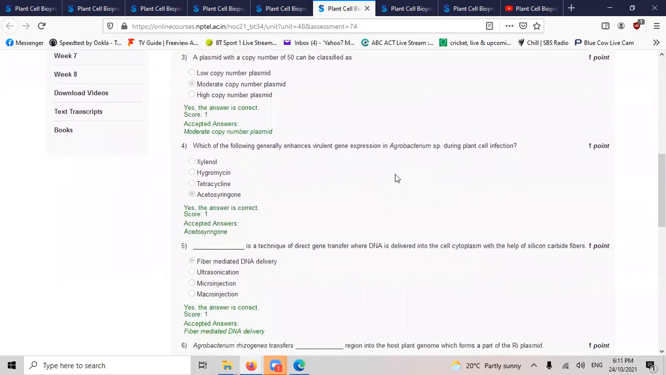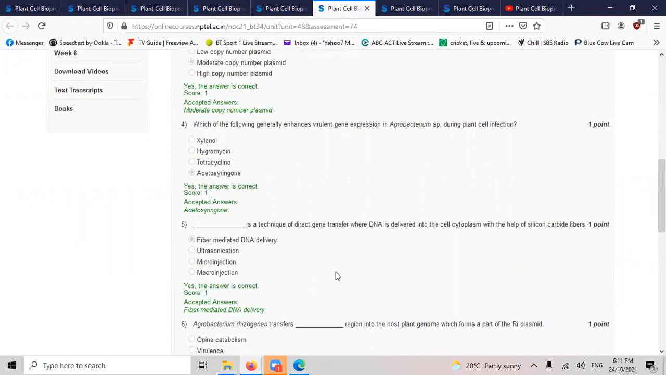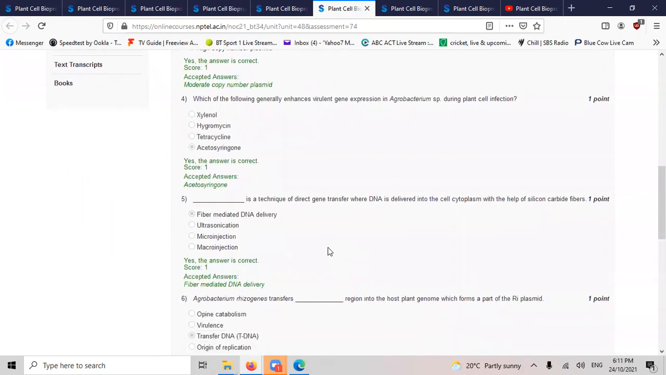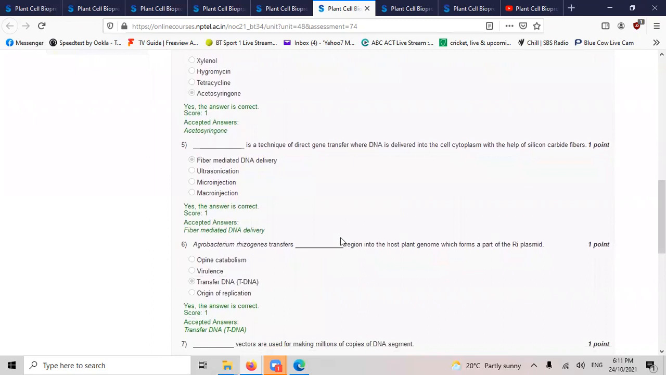Agrobacterium rhizogenes transfers a region into the host plant, which forms part of the Ri plasmid. That's the T-DNA. Sorry. Something vectors are used for making millions of copies. Well, that's a cloning vector.